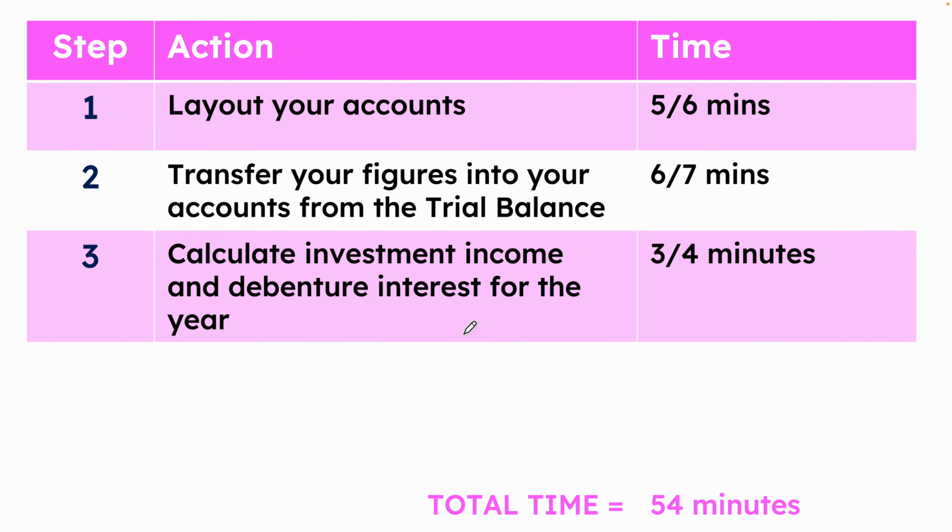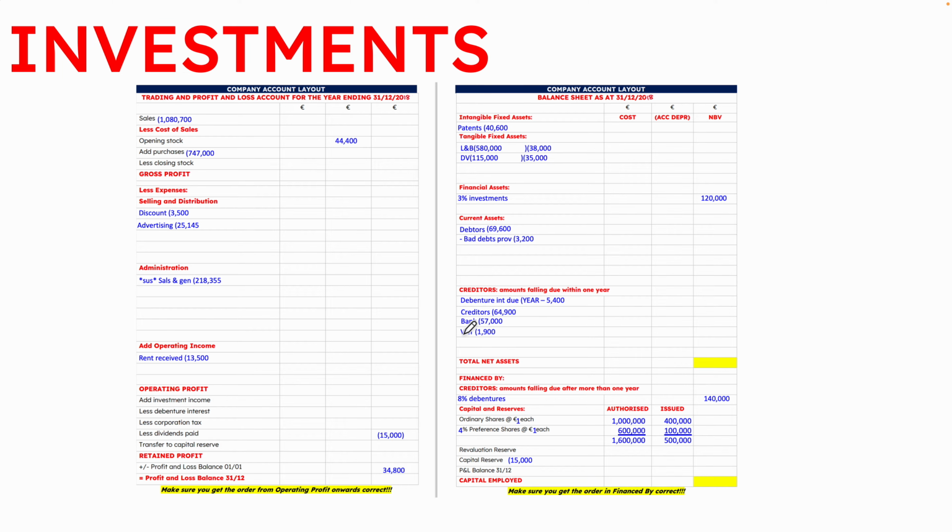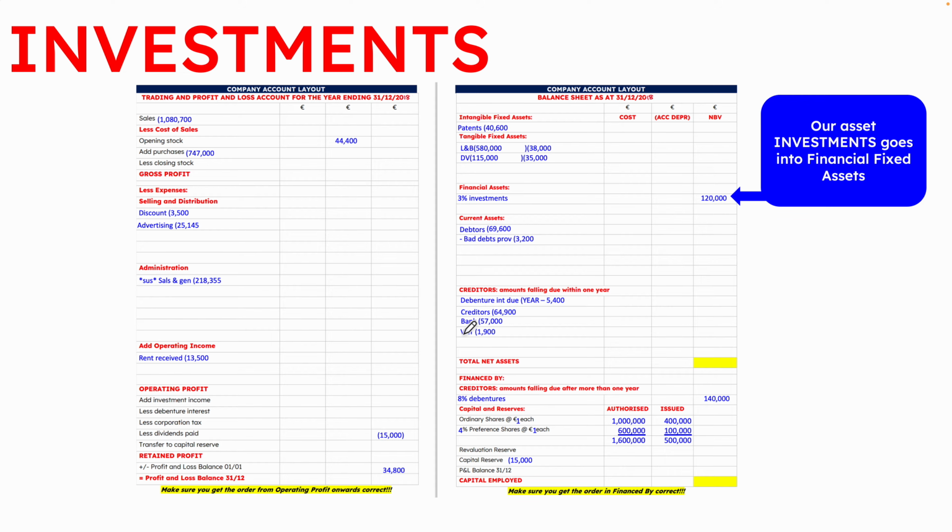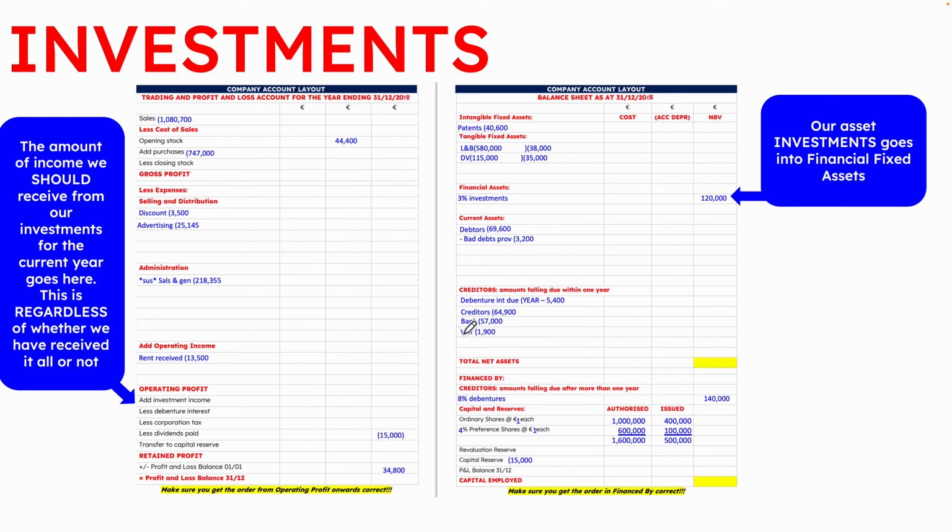Step 3 then, we're going to calculate the investment income and debenture interest for the year, and this will just take us 3 or 4 minutes. This is setting up a good habit for the rest of our section 2 questions, and it's also getting ahead of ourselves with regards to banking some marks early in the exam. So what's the crack with investments? Well, the asset investment goes into our financial fixed assets. The investment income for the year will go into the TPL. It doesn't matter if we haven't received it or not. If it's due for the current year, it needs to go into the TPL.